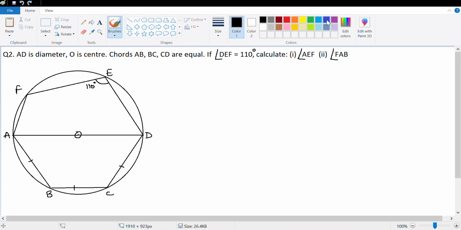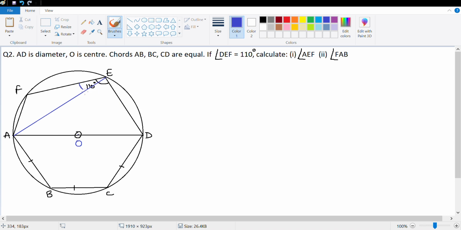So let's look at the first question that we solved, which is question number 2. It says AD is a diameter, O is the center, so this is center O. Chords AB, BC and CD are equal, which I have marked here. Angle DEF is equal to 110 degree. We need to find angle AEF. AEF is not given, let's just draw it. So let's first join AE. So I need to find this angle.